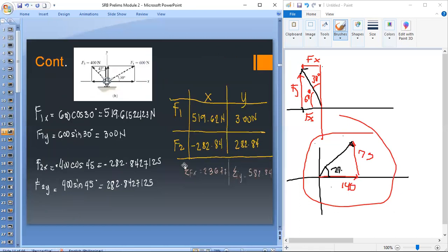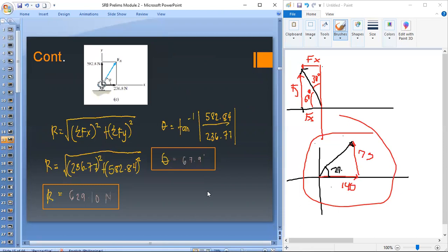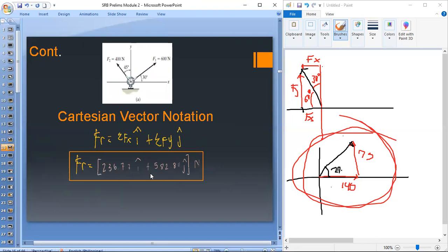Since we already solved this last time in module 1, we'll get the summation of forces at x and at y, which are 236.77 and 582. Okay, the direction is the same, this is your resultant force, between the 236 and the 582 given to you. And then your theta is 67. It can also be written in this form for better understanding, since it comes from the module. So in Cartesian vector notation, this is your x and y, you just add i and j. Okay, so basic.